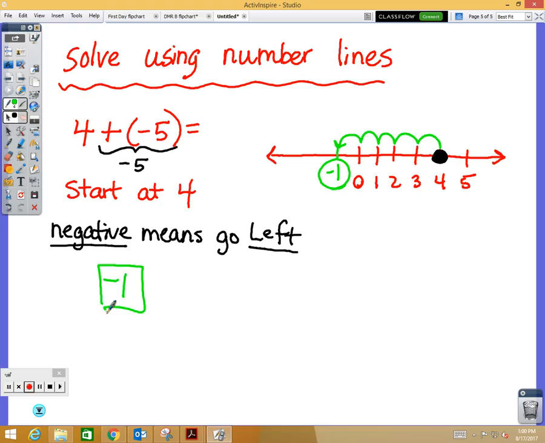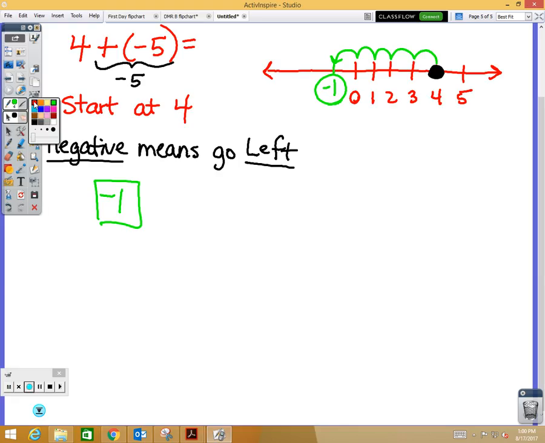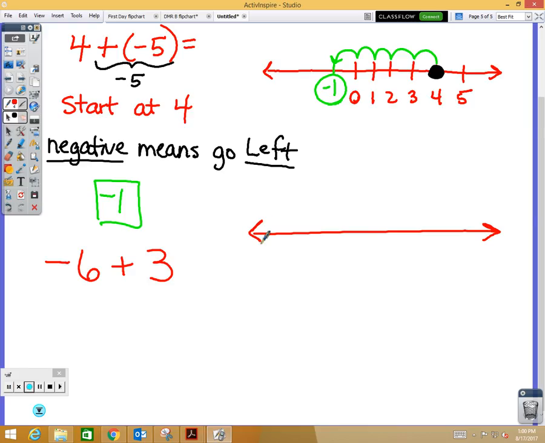So some people like the modeling, some people like the number line better. We'll do a couple more number lines before you get your assignment. I'm going to scoot up some. We're going to do the problem negative 6 plus 3. So let's go ahead and make a number line. We need negative 6, so I'm going to put a 0, negative 1, negative 2, negative 3, negative 4, negative 5, negative 6.